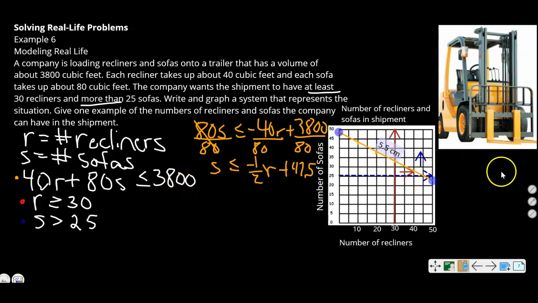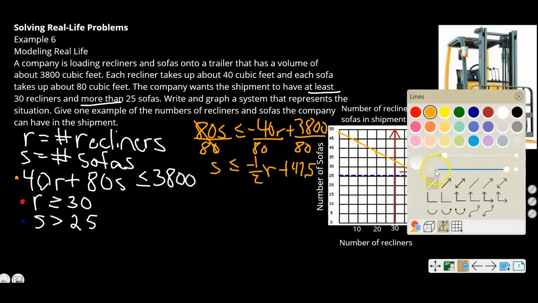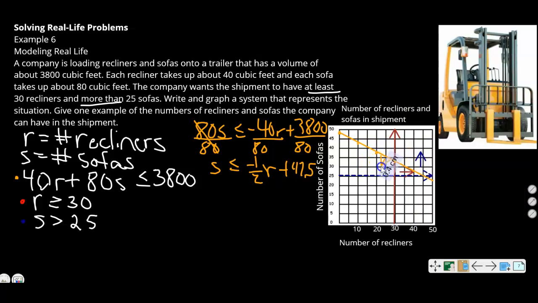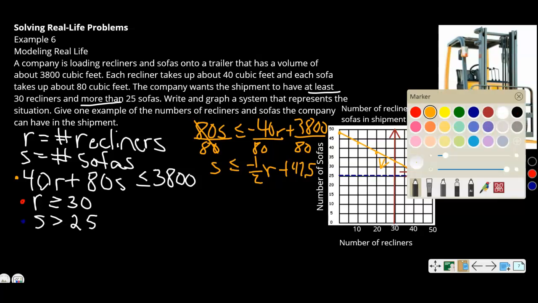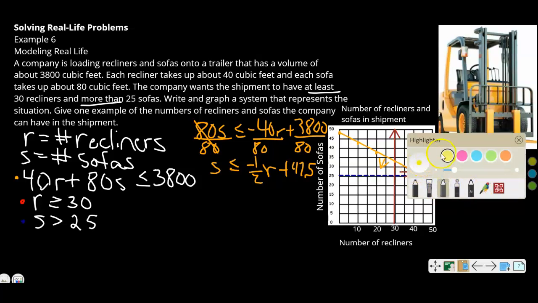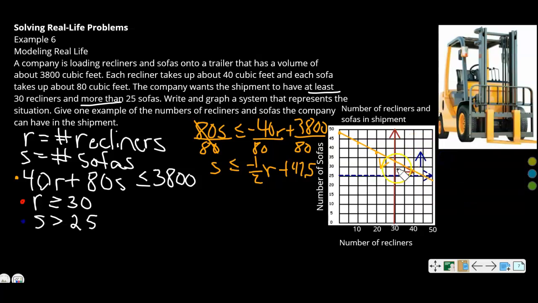And this one says less than or equal to. So we're going to have everything below this line here. So what we really want, the number of recliners and sofas is going to have to be greater than the red line, greater than the blue line, and less than this yellow line. So there's a very small window here with the number of recliners that's going to fit.